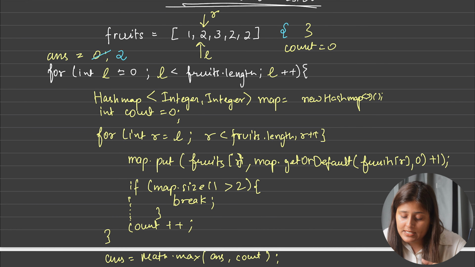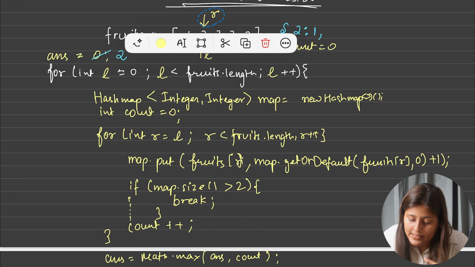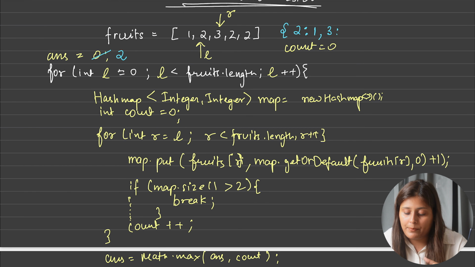Yes. Again I will start from here. This R pointer I can simply go and put in my map, correct? So I will go and put it in my map. So I will say 2 as a key and 1 as a frequency. And then again R plus plus. So I will move my R ahead and it will point to 3. And this 3 fruit I can put in the hash map, correct?